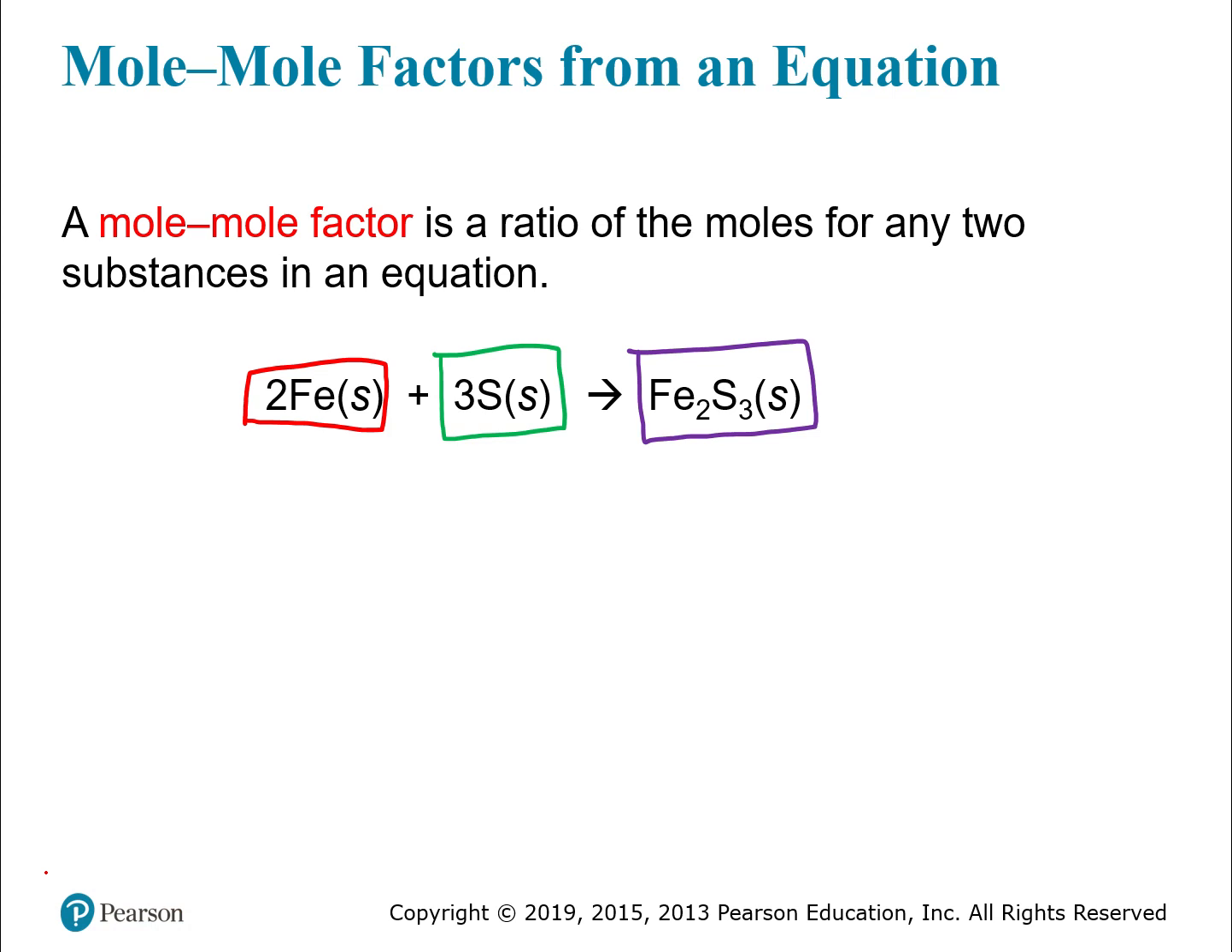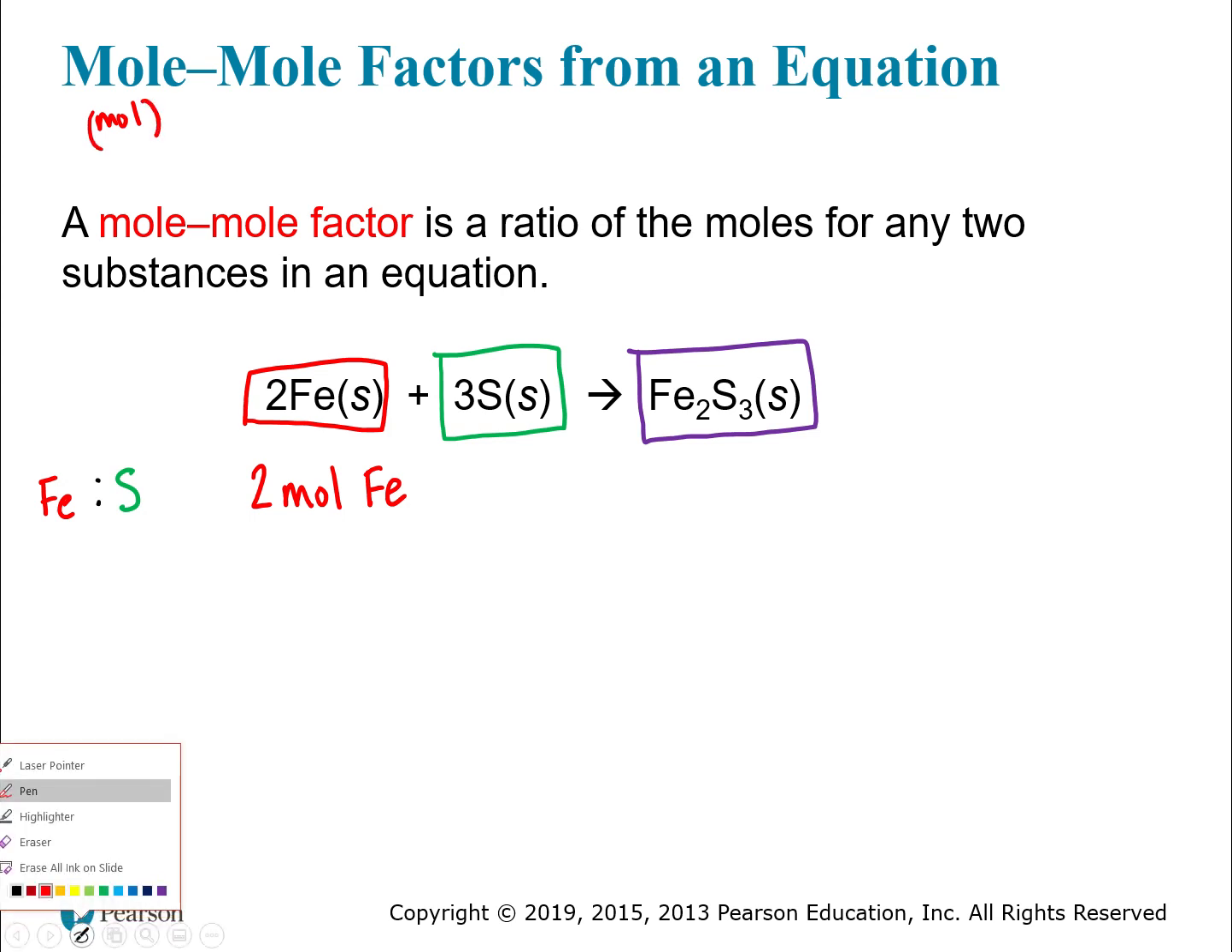The first mole-mole factor that I'm going to write is going to be the relationship between iron and sulfur. There are 2 moles of iron, and I abbreviate mole, M-O-L, for every 3 moles of sulfur.